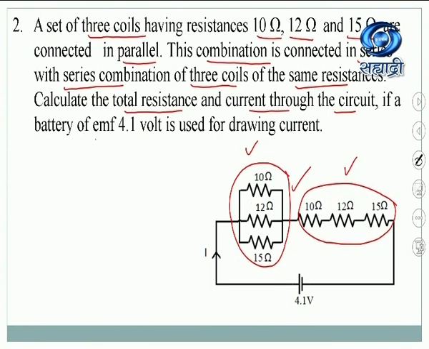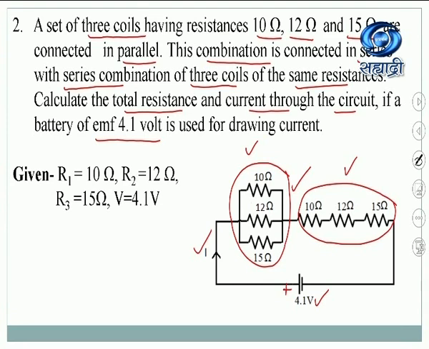The battery having EMF 4.1 volt is used for drawing the current. So the EMF of the battery is given. Again, I told you before, whenever we know the statement, draw the diagram. After drawing the diagram, show the direction of current. Here current I is shown. Why is it shown in this way? Because the battery positive is here. So the direction of current is shown in the circuit like this. This is how the circuit is arranged, and we have to find the value of the current in the circuit.